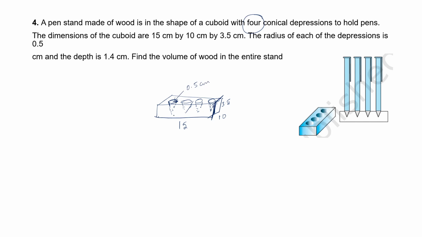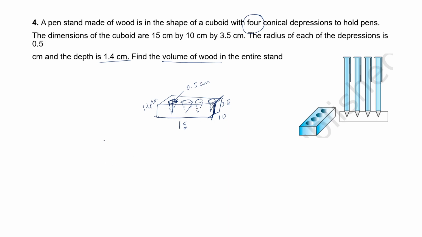So that means the radius of the cone is given, and the depth is given. Depth is nothing but the height of the cone. So this dimension is also given. This cuboid dimension is also given. So what we have to find? Find the volume of the wood, leaving these depressions. That place will be a hole, so we have to leave this hole, because it won't be the volume of the whole wood.